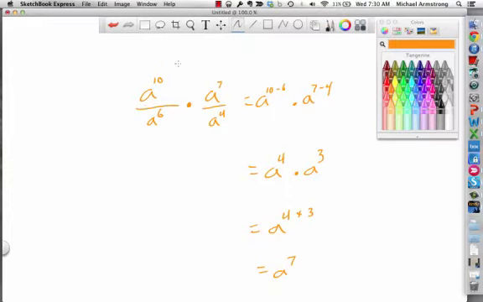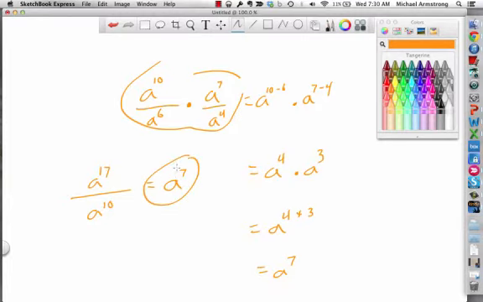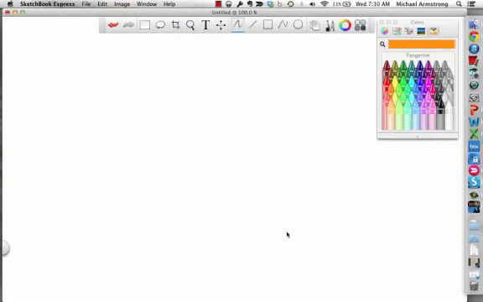It works the same way if we add first. 10 plus 7 is a to the 17. 6 plus 4 is a to the 10. And then 17 take away 10 is a to the 7. And we still get the same answer. Alright, hopefully that's making sense. That's really all you have to do for this assignment, and it should be fun again.